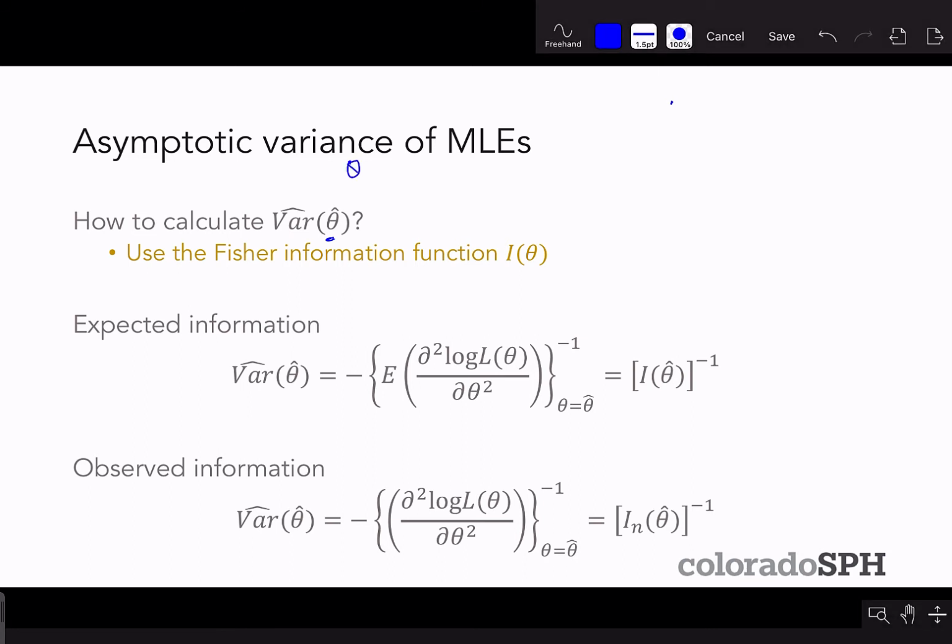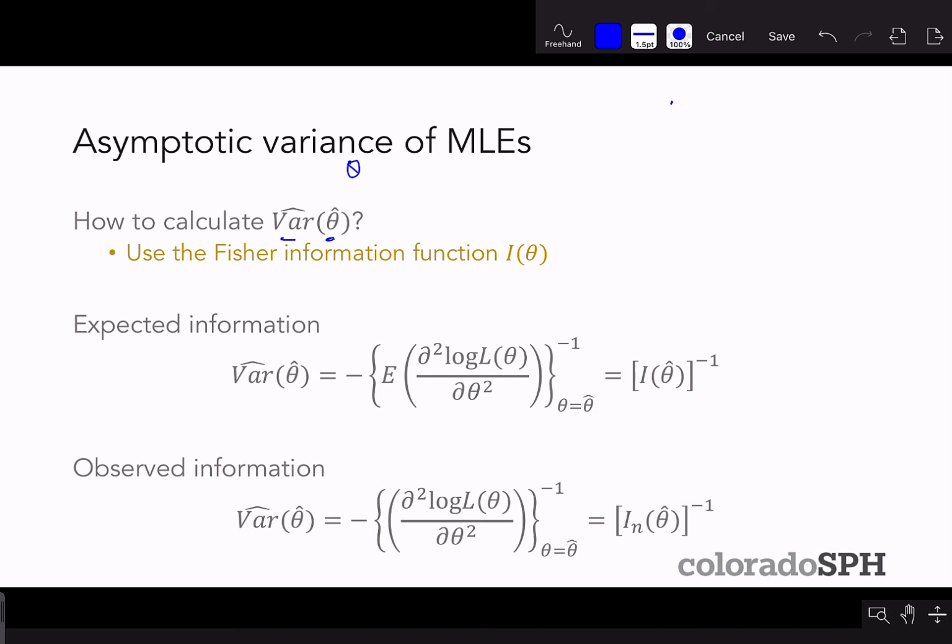And similarly for the variance here, we're putting a hat on that because this is the asymptotic variance, meaning as n increases to infinity, this is going to be the true variance. But right now, when your sample size is finite, which it always is going to be in practice, this is just an estimate of that true variance. It's not equal to the true variance. It approximates it. So we can calculate this asymptotic variance using the Fisher information.